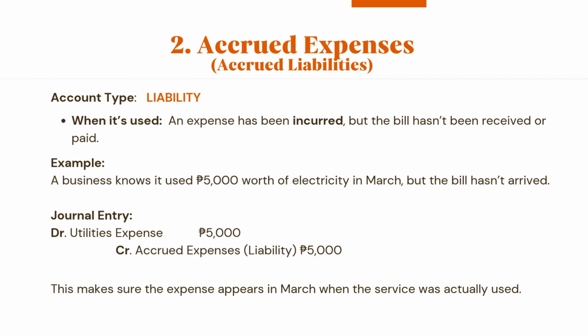2. Accrued expenses, also called accrued liabilities. Account type: liability. When it's used: an expense has been incurred but the bill hasn't been received or paid. Example: a business knows it used $5,000 worth of electricity in March but the bill hasn't arrived. Journal entry: Dr. Utilities expense 5,000, Cr. Accrued expenses (liability) 5,000. This makes sure the expense appears in March when the service was actually used.